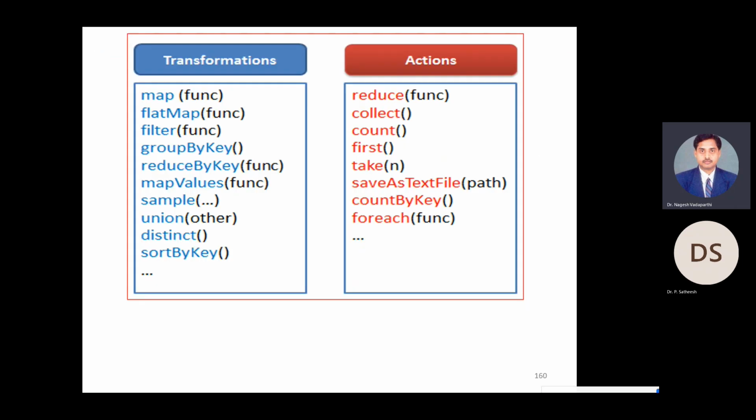Then these are the differences between transformations and actions. See here, we are using transformations and actions. Reduce, collect, count, first, take, saveAsTextFile, countByKey, foreach: these are the actions. And map, flatMap, filter, groupByKey, reduceByKey, mapValues, sample, union, distinct, sortByKey: these are the transformations.